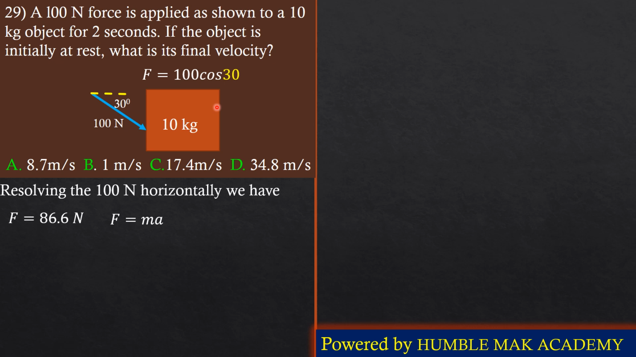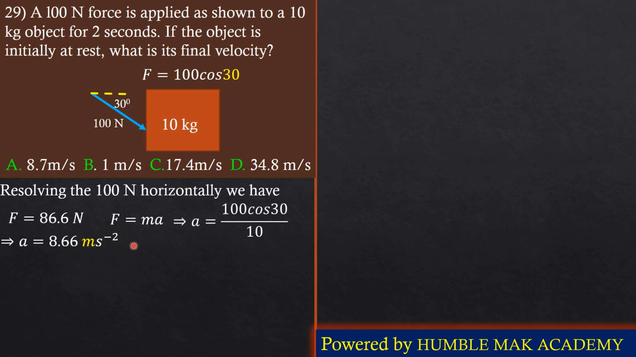From the formula F equals ma, that is Newton's second law for a body of constant mass, if you make a the subject, guys, we're going to have a to be 100 cos 30 over the mass, which is 10 kilograms. So our a ought to be 8.66 meters per second squared.